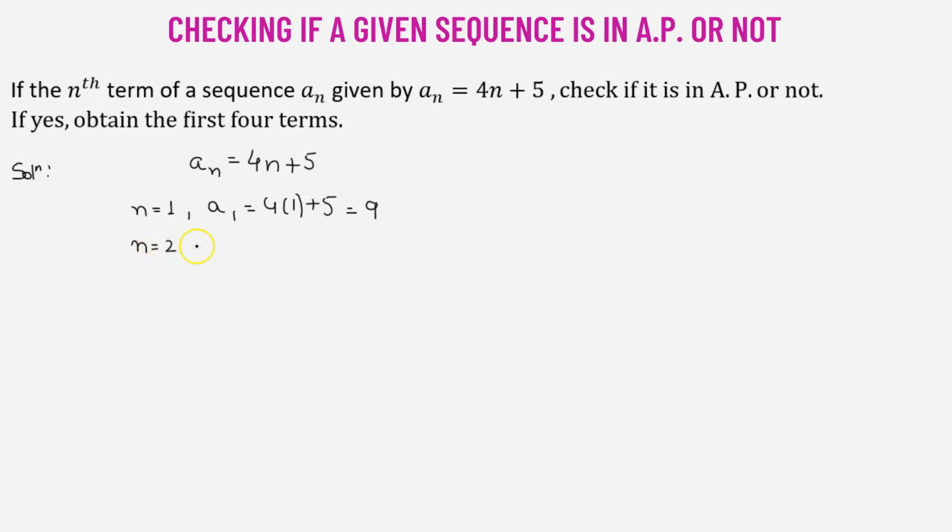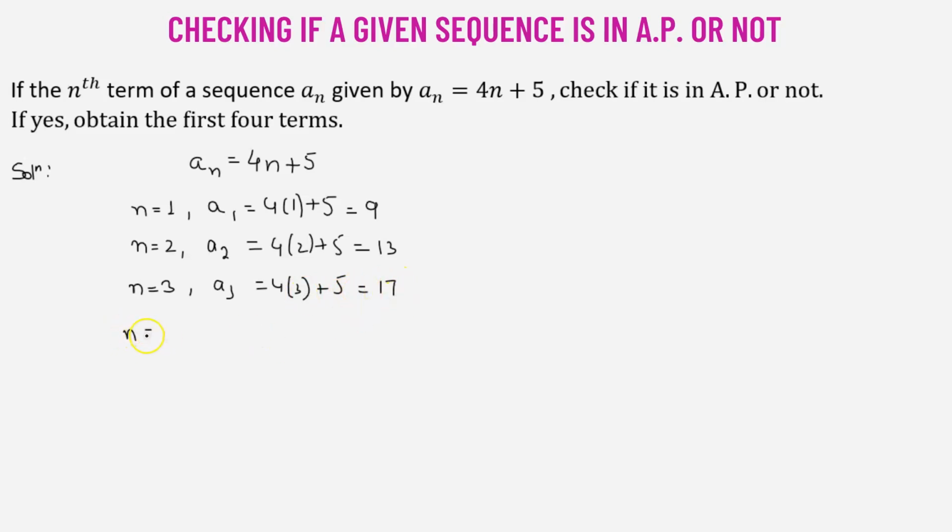Then we'll compute the second term, which will be n equals to 2. So a2 will then become 4 times 2 plus 5. So 4 times 2 is 8, 8 plus 5 is 13. Then we'll obtain the third term. For n equals to 3, a3 equals 4 multiplied by 3 plus 5. So 4 times 3 is 12, 12 plus 5 is 17.